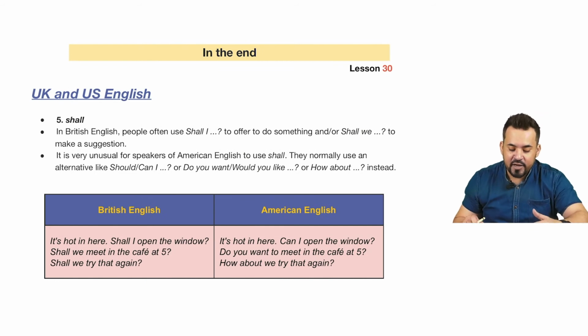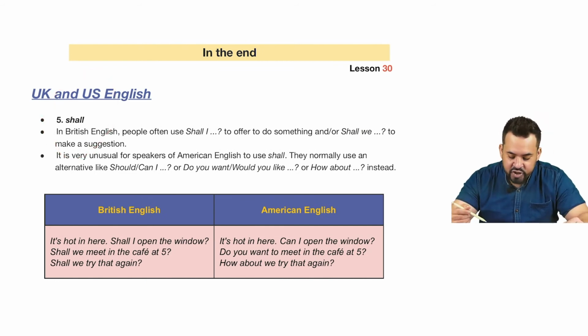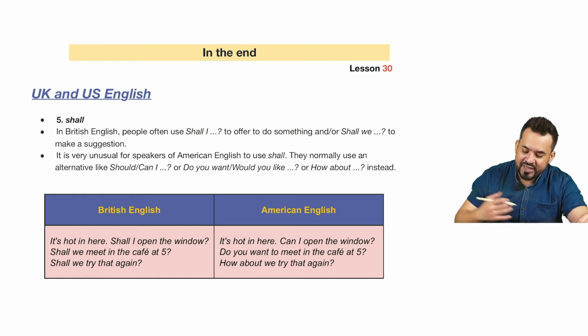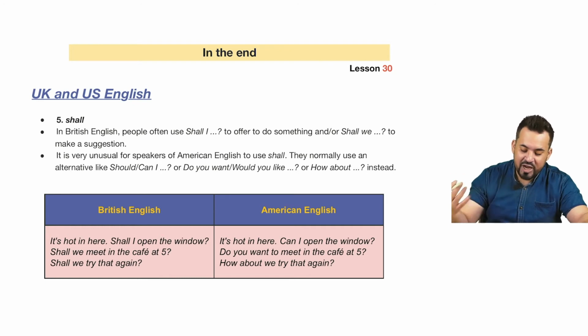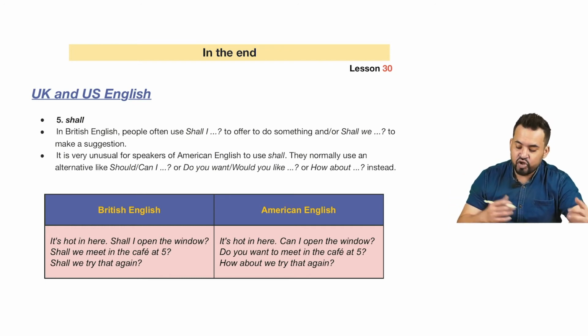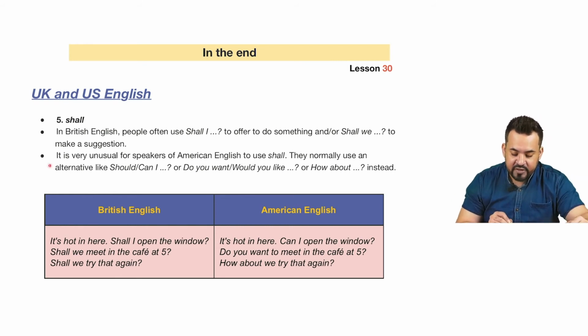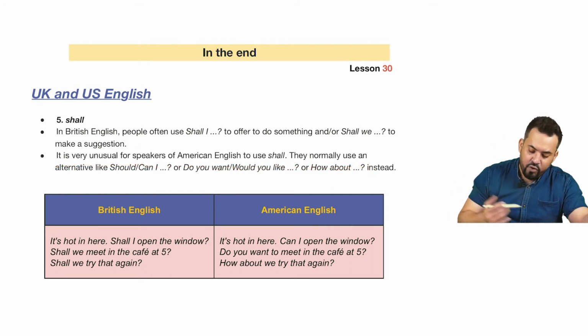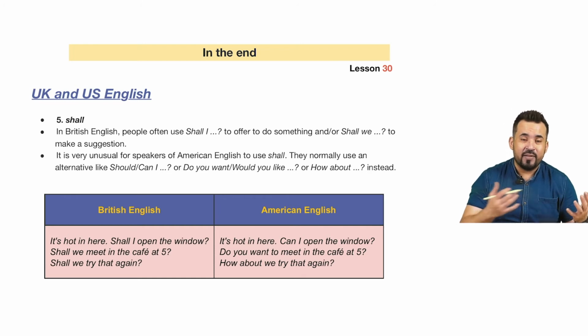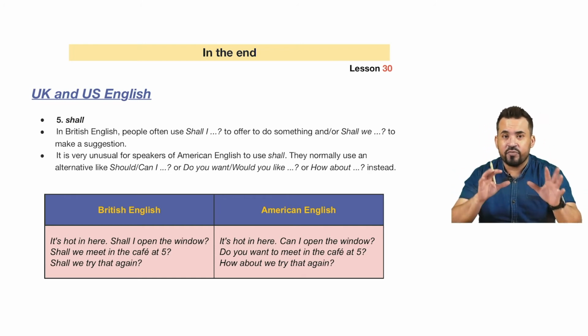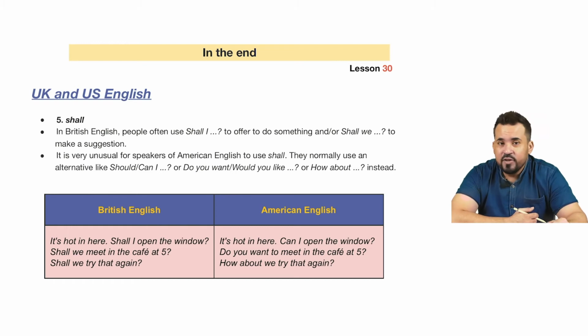And the next one is shall. In British English, people often use shall to offer something, or shall we, shall I, to make a suggestion. So shall I and shall we to offer or make suggestions. It is very unusual for speakers of American English to use shall. They normally use alternatives like should I, can I. I completely disagree with this, but that is what the study says. I don't completely agree with it. Americans use shall just as well.